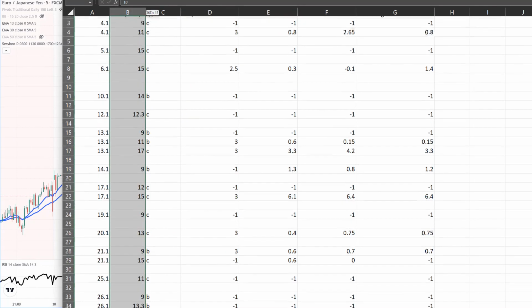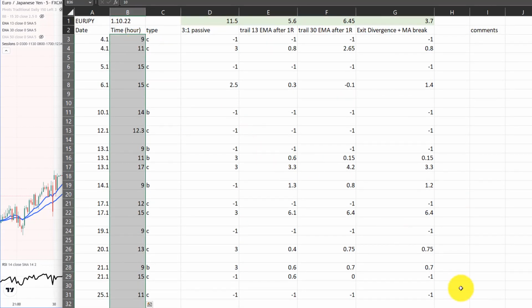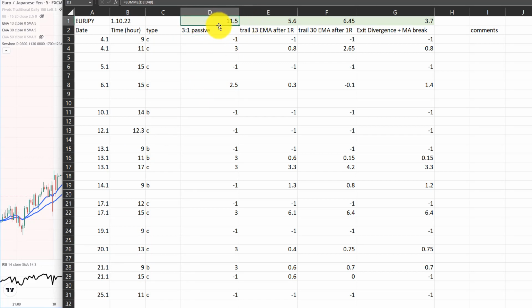So let's take a look. We have a total of 20 trades for, well, 1 month, 20 trading days. I think that's okay. On average, maybe a trade a day. Some days we have 2 trades. One day we had 3. Profit-wise, the 3-to-1 passive is the best performing, which is interesting. I didn't expect that. The second best is the trailing one.